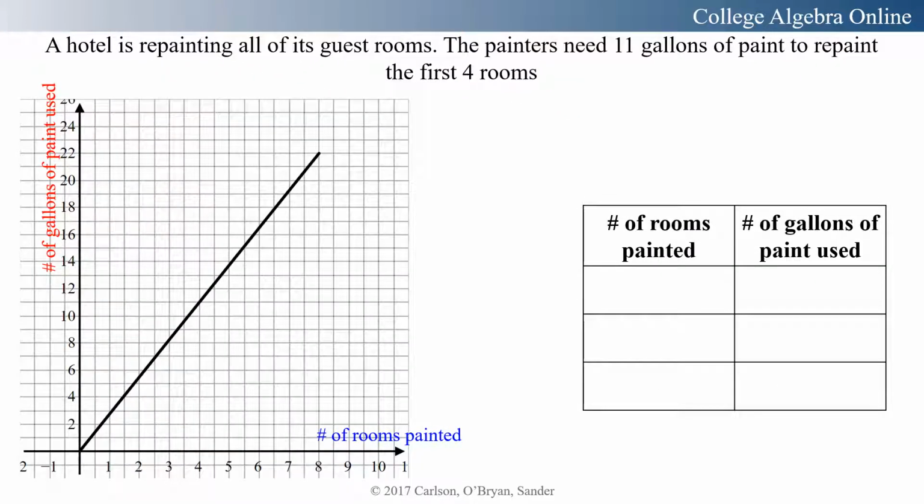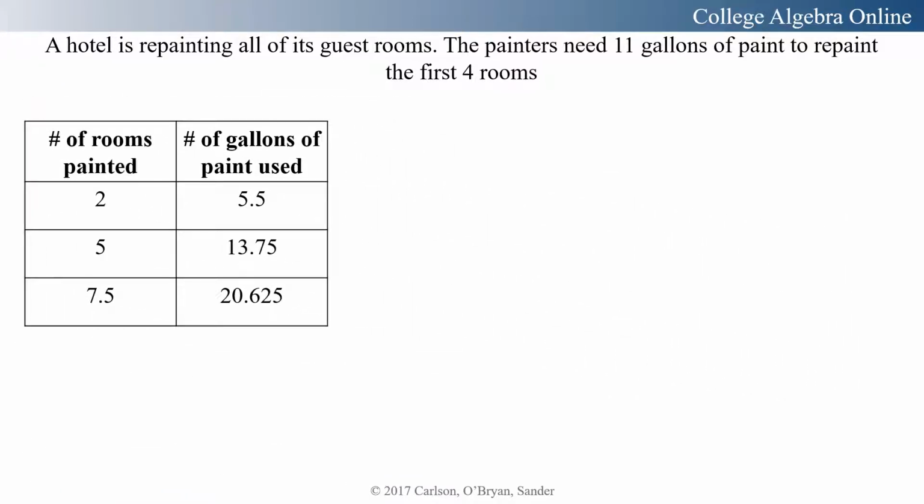The specific pairs of values we see on the graph, represented as points, can also be represented in a table. For example, the points (2, 5.5), (5, 13.75), and (7.5, 20.625) are on the graph, and we can represent these pairs of values in a table.